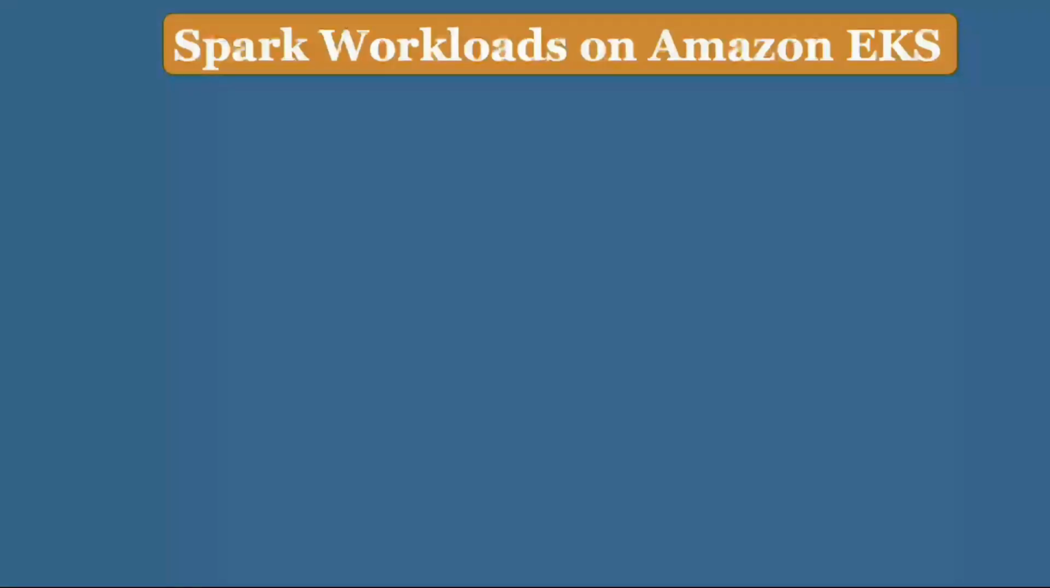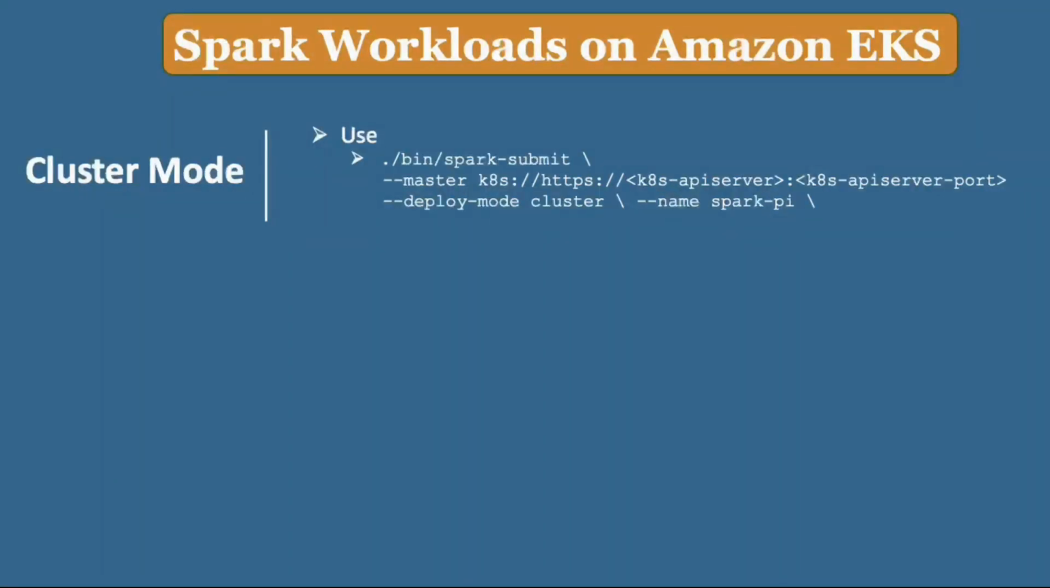So let us understand some of the concepts when running Spark workloads on Amazon EKS. One of them is the mode in which Spark is running. There are two modes. One of the modes is the cluster mode. In this mode, we need to mention --master as one of the options to the Spark Submit API, and the Kubernetes control plane API server URL needs to be provided as an argument to the master argument. And the deploy mode is cluster. This is recommended for production workloads. There is one more mode called client mode.